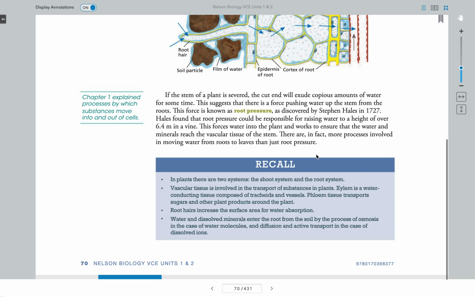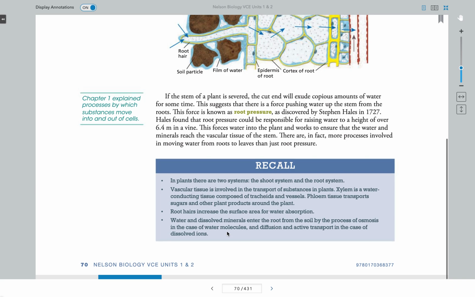Recall. In plants there are two systems, the root system and the shoot system. Vascular tissue is involved in the transport of substances in plants. Xylem is a water-conducting tissue composed of tracheids and vessels. Phloem tissue transports sugar and other plant products around the plant. Root hairs increase the surface area for water absorption. Water and dissolved minerals enter the root from the soil by the process of osmosis in the case of water molecules and diffusion and active transport in the case of dissolved ions.